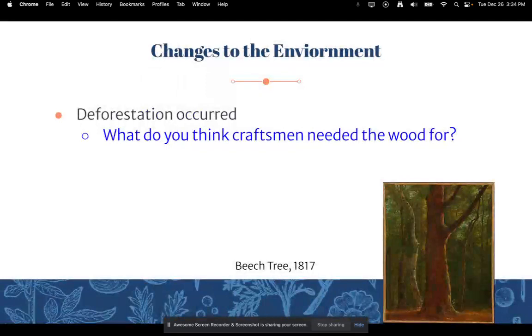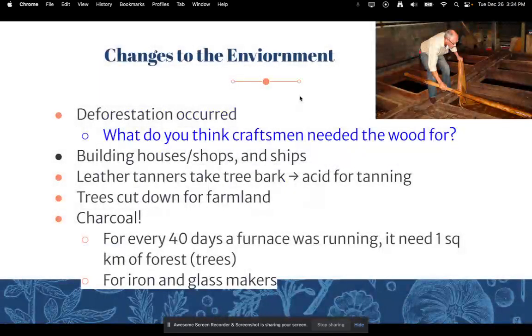Deforestation also occurred. What do you think the craftsmen needed the wood for? Like you could probably imagine, building houses, shops, and ships. Leather tanners had to take tree bark and turn that into acid for tanning. That's what this dude is doing up here. Trees were also cut down for farmland and also charcoal.